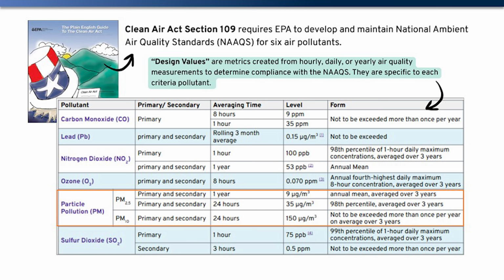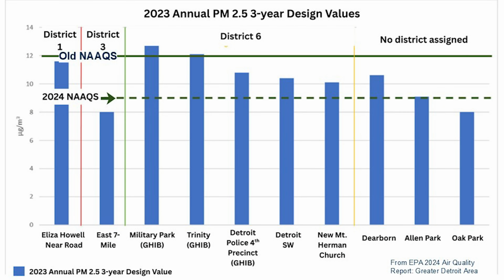Design values allow us to graph concentrations of a pollutant over a specific period of time. On the last graph, we looked at yearly PM2.5 design values calculated from PM2.5 raw measurements. On the next graph, we will look at the same thing for just the year 2023. This graph shows PM2.5 design values at Detroit area monitoring sites for 2023. The title reads 2023 Annual PM2.5 3-Year Design Values. This means that the values on this chart were created using the formula we saw on the last slide for PM2.5, but for 1 year only.